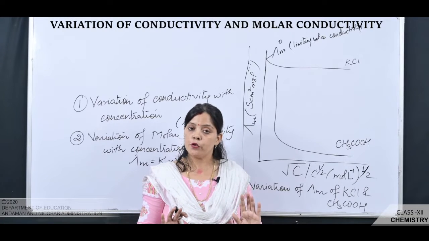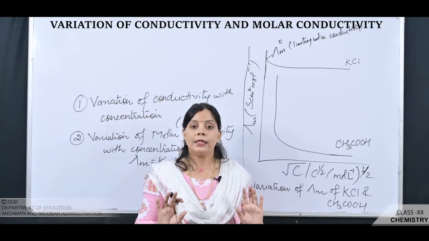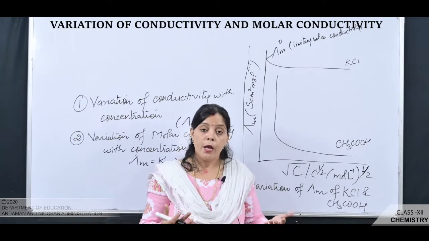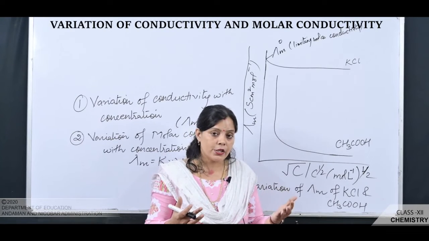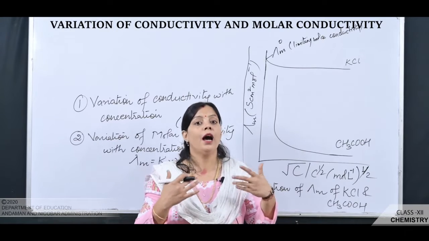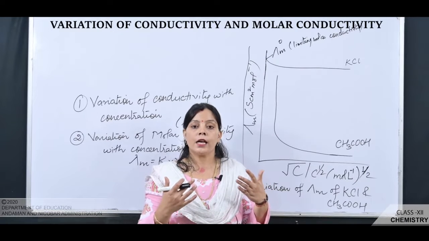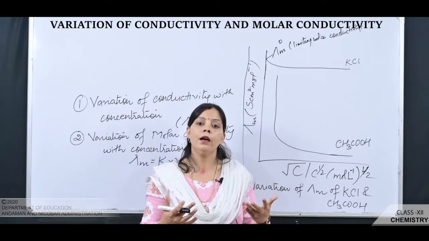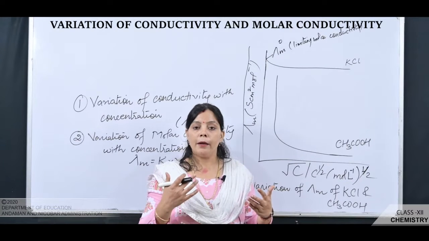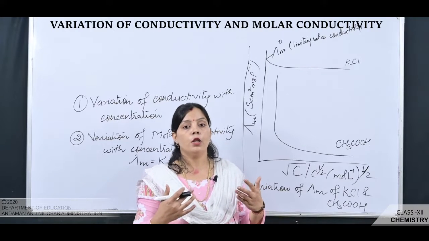So as the dilution increases, or when we are decreasing the concentration of the solution, the degree of ionization of the weak electrolyte increases, because when we are decreasing the concentration, more weak electrolyte is converted into ion form. So the degree of ionization increases by decreasing the concentration of the solution or by increasing the dilution. This causes more and more ionization, and as a result the value of kappa m also increases.